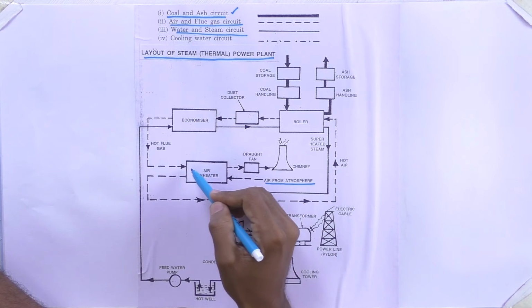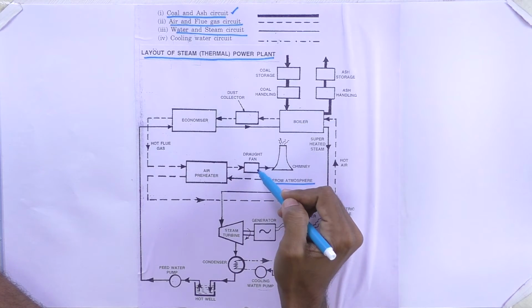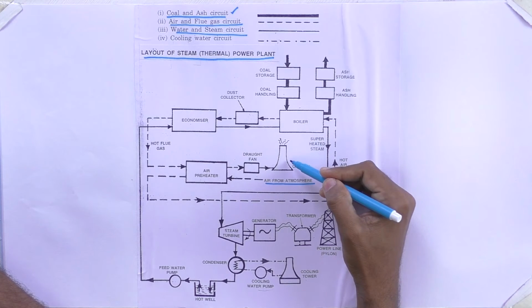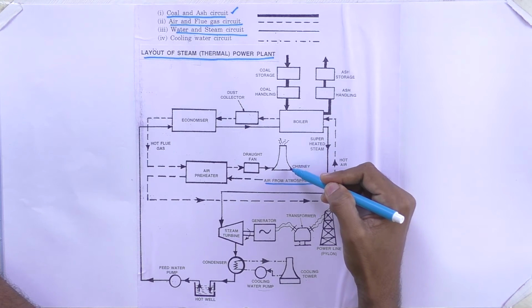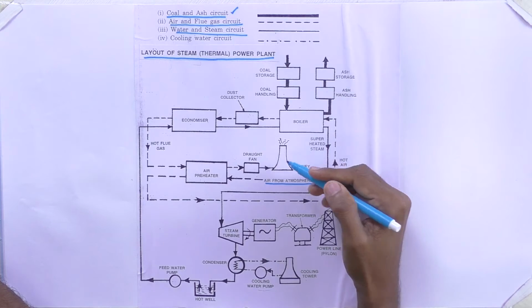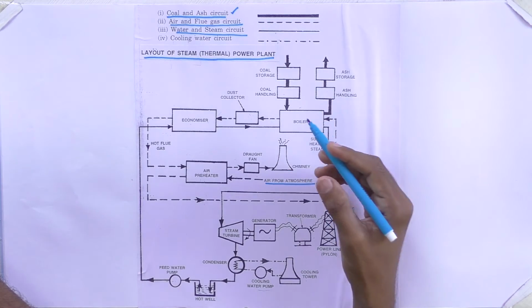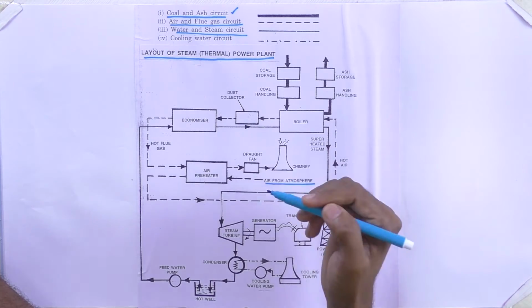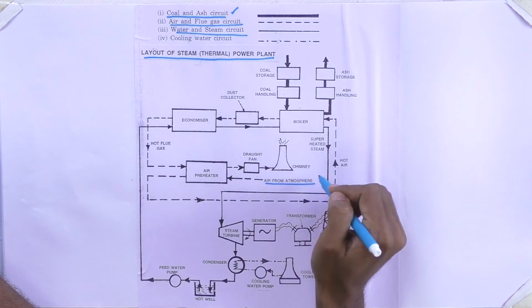Then the flue gases are sent again through the air preheater, then the draft fan, then the chimney, and then to the atmosphere. The chimney is used to send the flue gases to the atmosphere at a certain height, so that it will not affect the surroundings. So these are the circuits of air and flue gases.